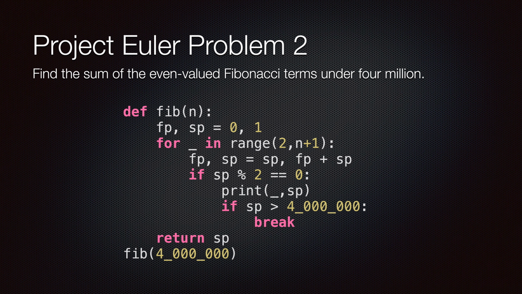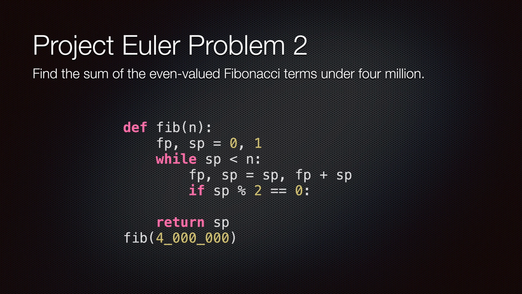Let's update our definition of n. Let n be our maximum term value. Then let's trade out our for loop for a while loop. The while will break our print statement and our under 4 million check, so let's get rid of those. Finally, how about we turn this into a generator so we can see all of our even numbers versus returning only the largest term under 4 million.